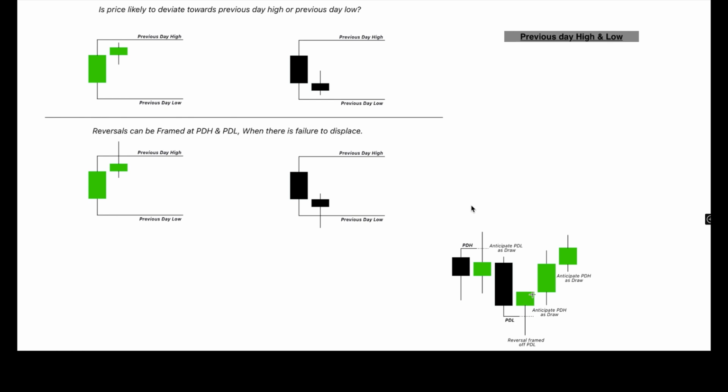And then we have a candle closure close to its high. So we anticipate previous day's high as a draw. Then price closed close to the high again. So we anticipate another previous day high as a draw, and so on and so forth, until we reach our draw on liquidity, which is this possible high here.